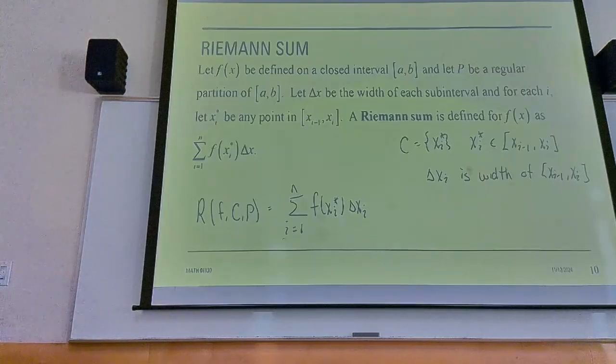And you may see that notation, R of f, C, P, which means Riemann sum given the function f, collection of sample points C, and partition P. Sorry, what were those three? f is your function, C is the sample points, so it's the set of all your sample points, P is your partition. Got it. Thank you.